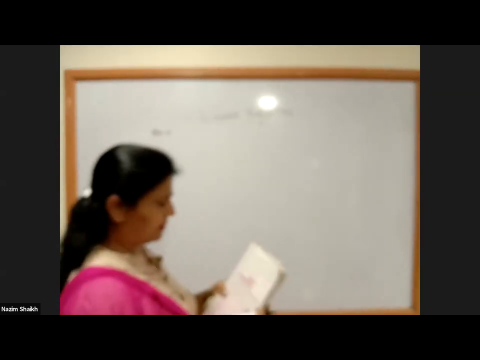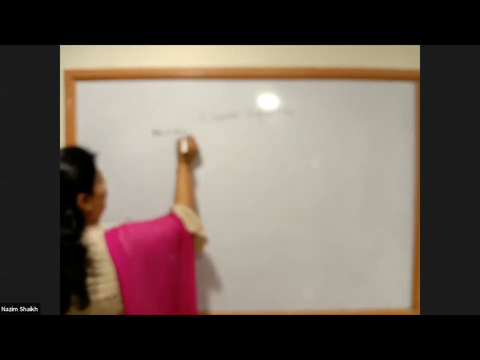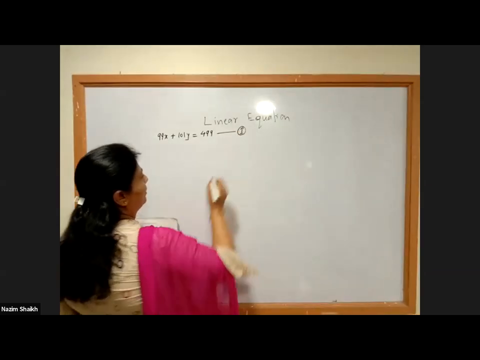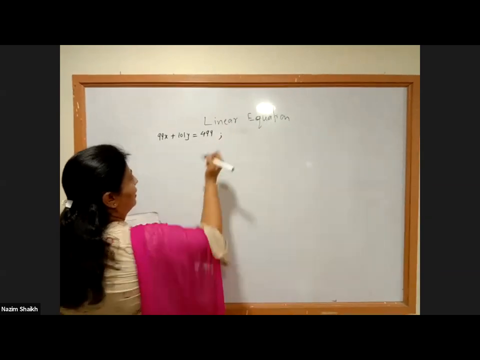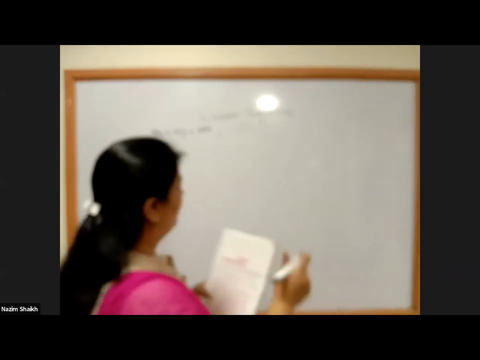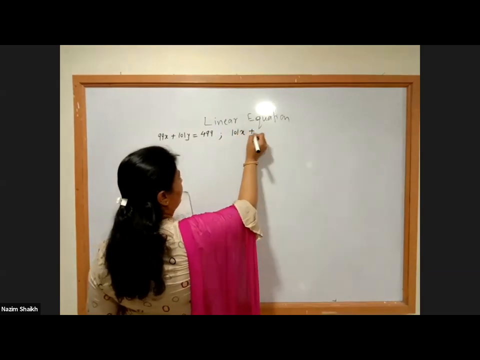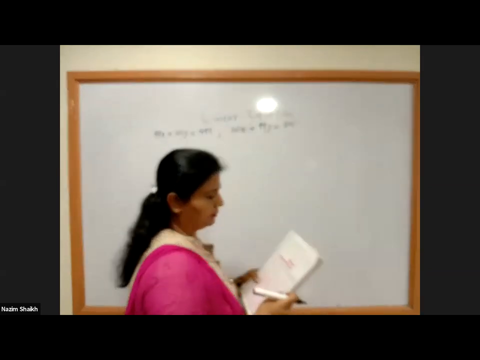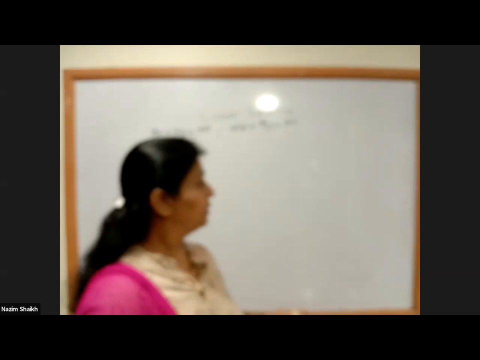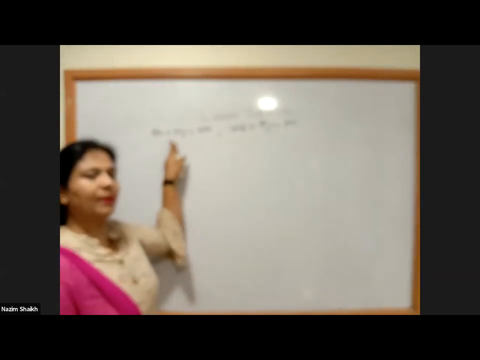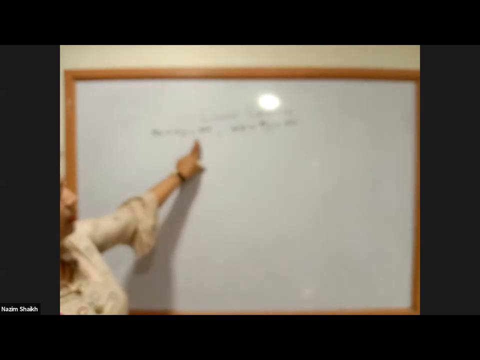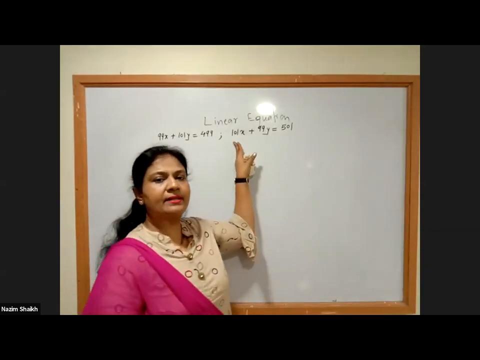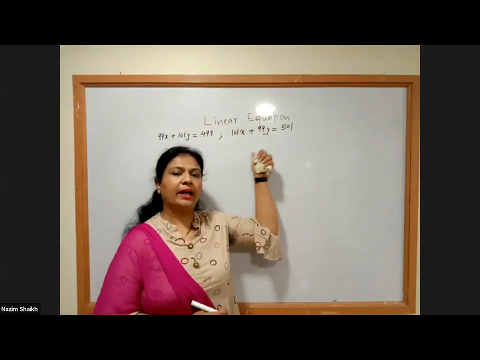99x plus 101y is equal to 499. This is your first equation given. And your second equation is 101x plus 99y is equal to 501. I'm repeating the question for you: 99x plus 101y is equal to 499, 101x plus 99y is equal to 500.